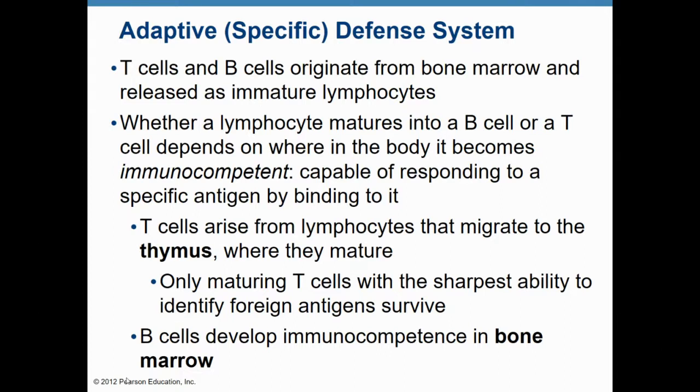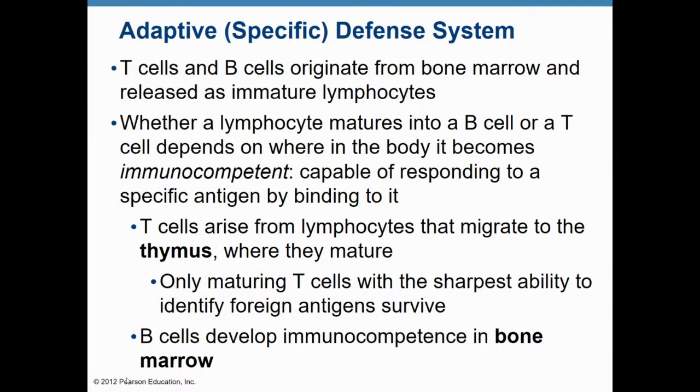And so once they're educated or they become immunocompetent, then they are capable of responding to an antigen by latching onto it. So T cells are going to arise from lymphocytes that originate in the bone marrow, but then they migrate to the thymus, where they undergo their maturation process. They get their education in the thymus. And the only mature cells that are going to leave the thymus are going to be the ones with the sharpest ability to identify foreign antigens.